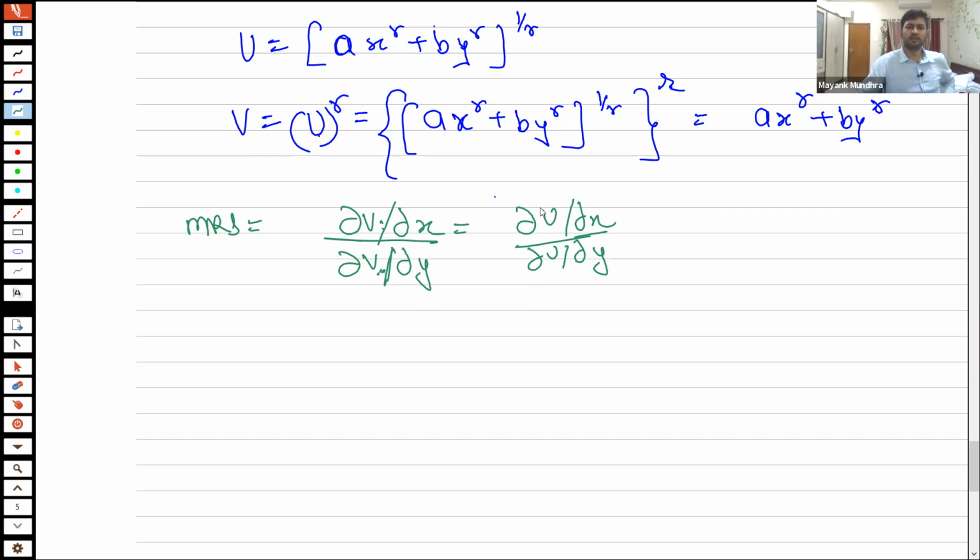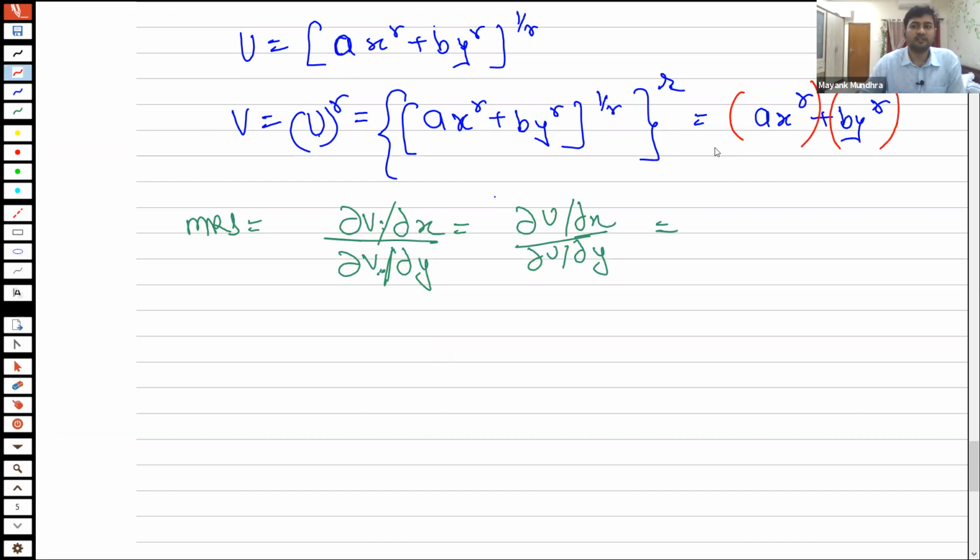So this thing will not affect the MRS. So with that in mind, I can just differentiate the v function because it is easier to work with. All right, so this v function has really two parts to it. This is part 1 and this is part 2.